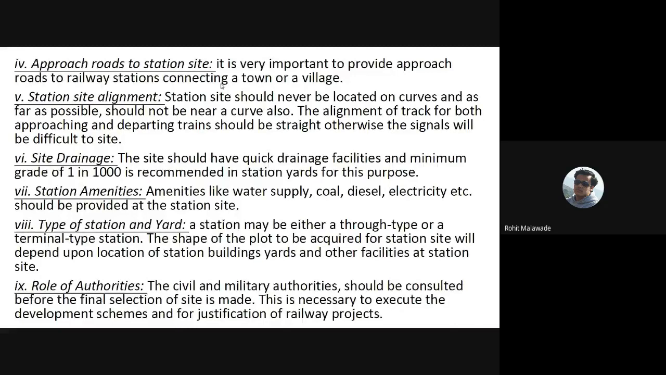Now, station site alignment. The station site should never be located on curves, and as far as possible should not be near curves either. The alignment of the track for both approaching and departing trains should be straight, otherwise the signals will be difficult to see.